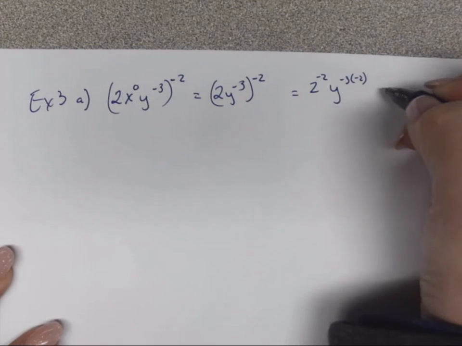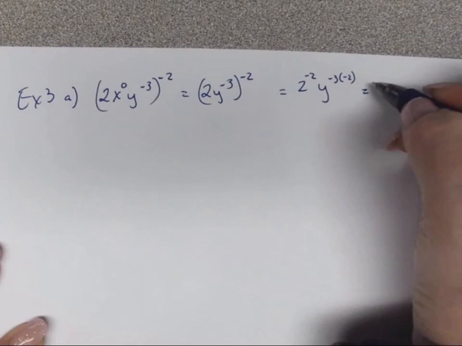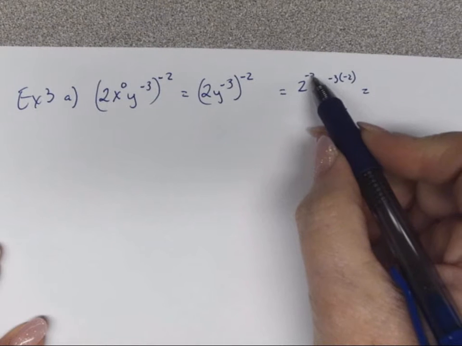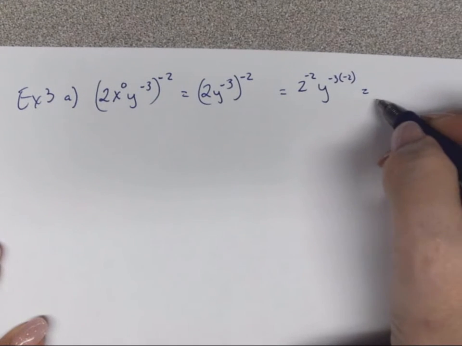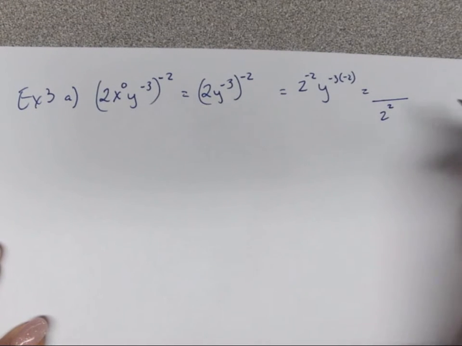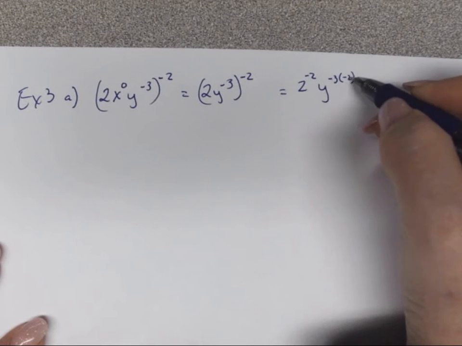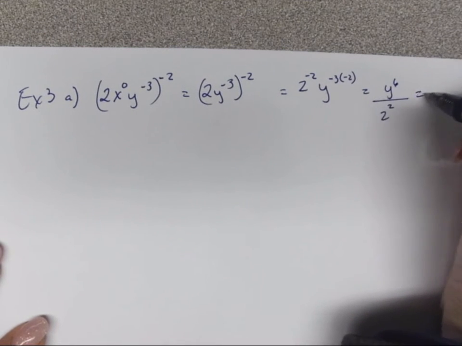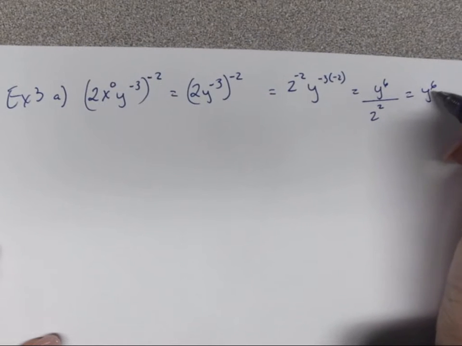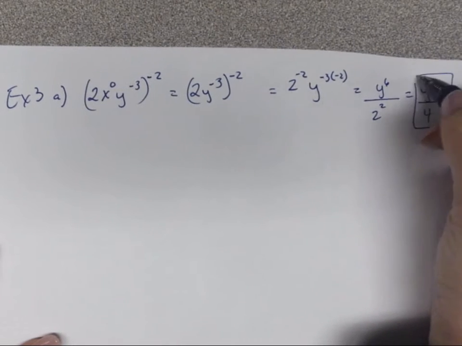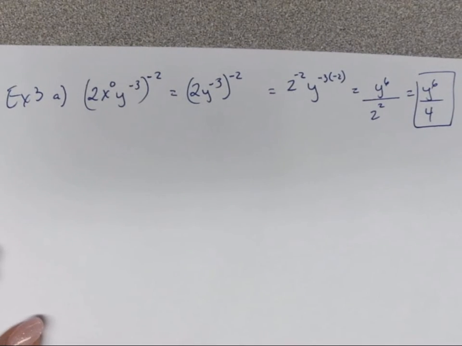All right, we're going to multiply this out a little bit, but we know that 2 to the negative 2 has to go to the denominator. So 2 to the positive 2 once it moves down, and we have y to the negative 3 times negative 2 gets us y to the 6th. 2 squared will get us 4. And that would be our final answer for that one.